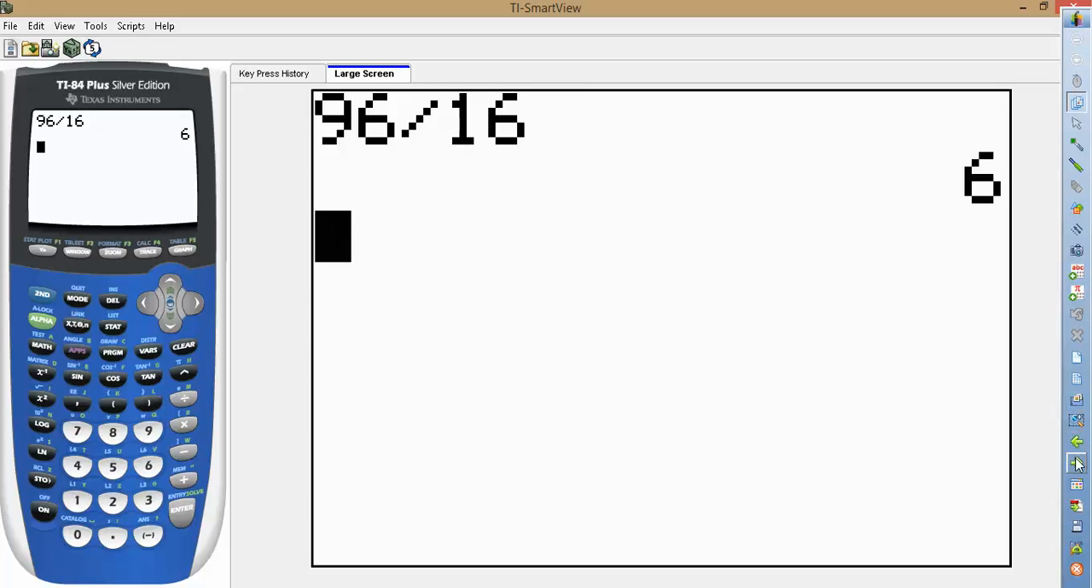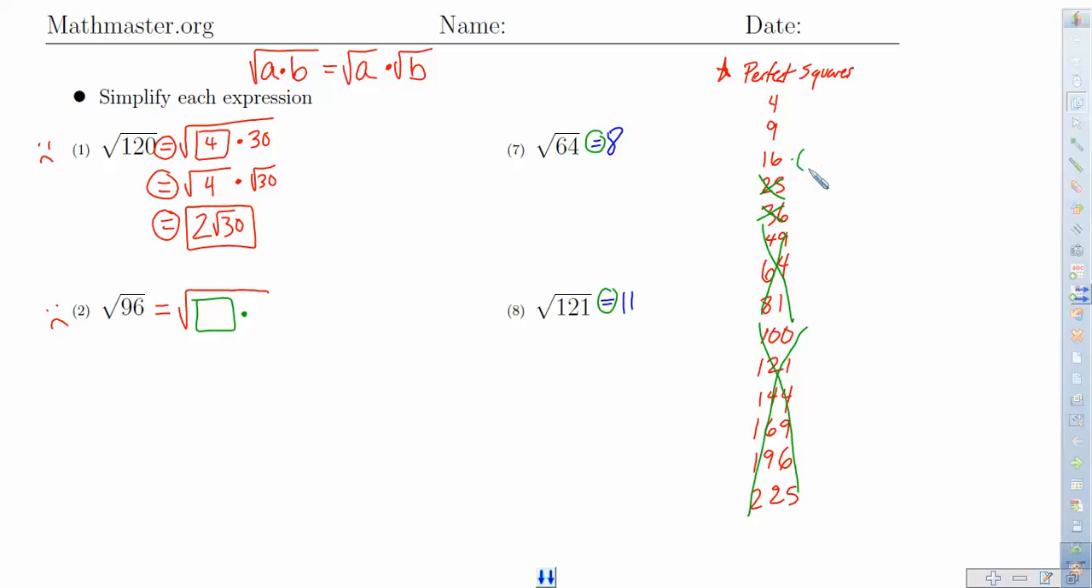It's 16 times 6. Okay, so here's what we're going to do. We're going to break that down now into 16 times 6. And now that allows us to write this as the square root of 16 times the square root of 6. What's the square root of 16? It's 4, and then we have the square root of 6 left over. Okay?